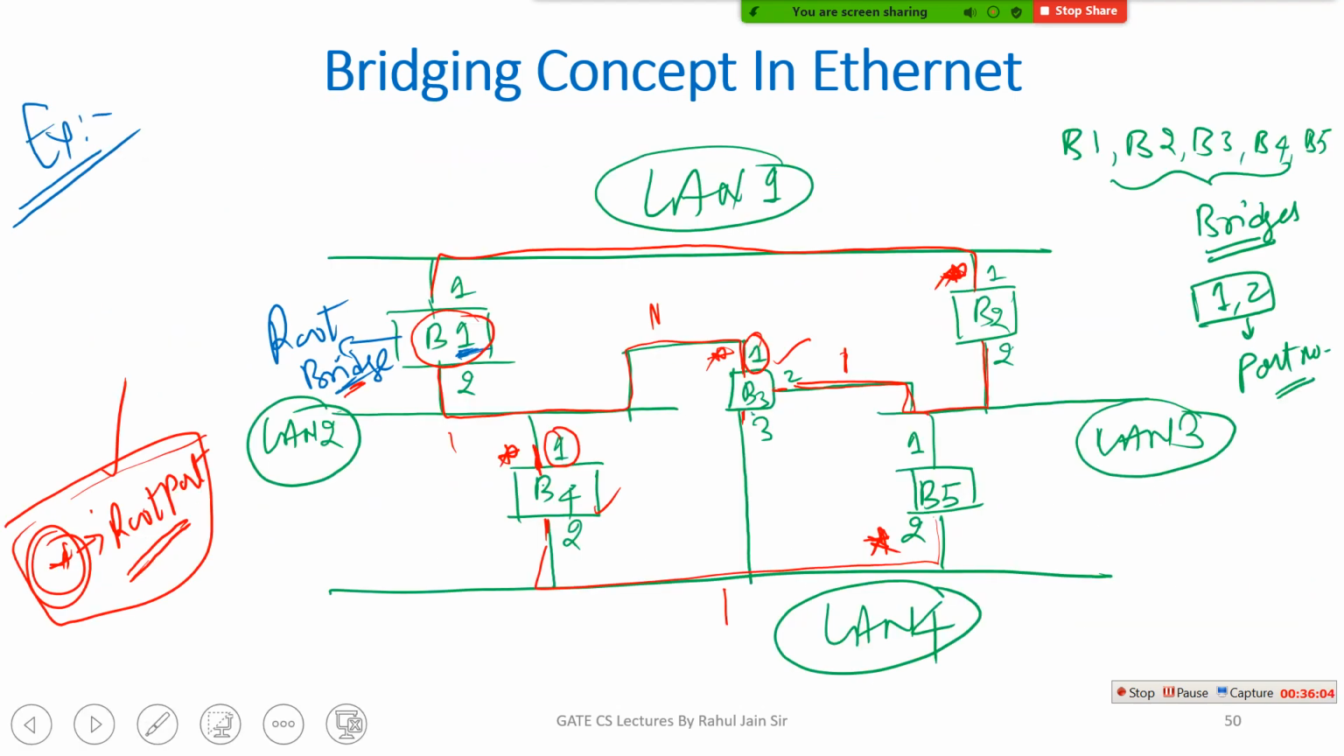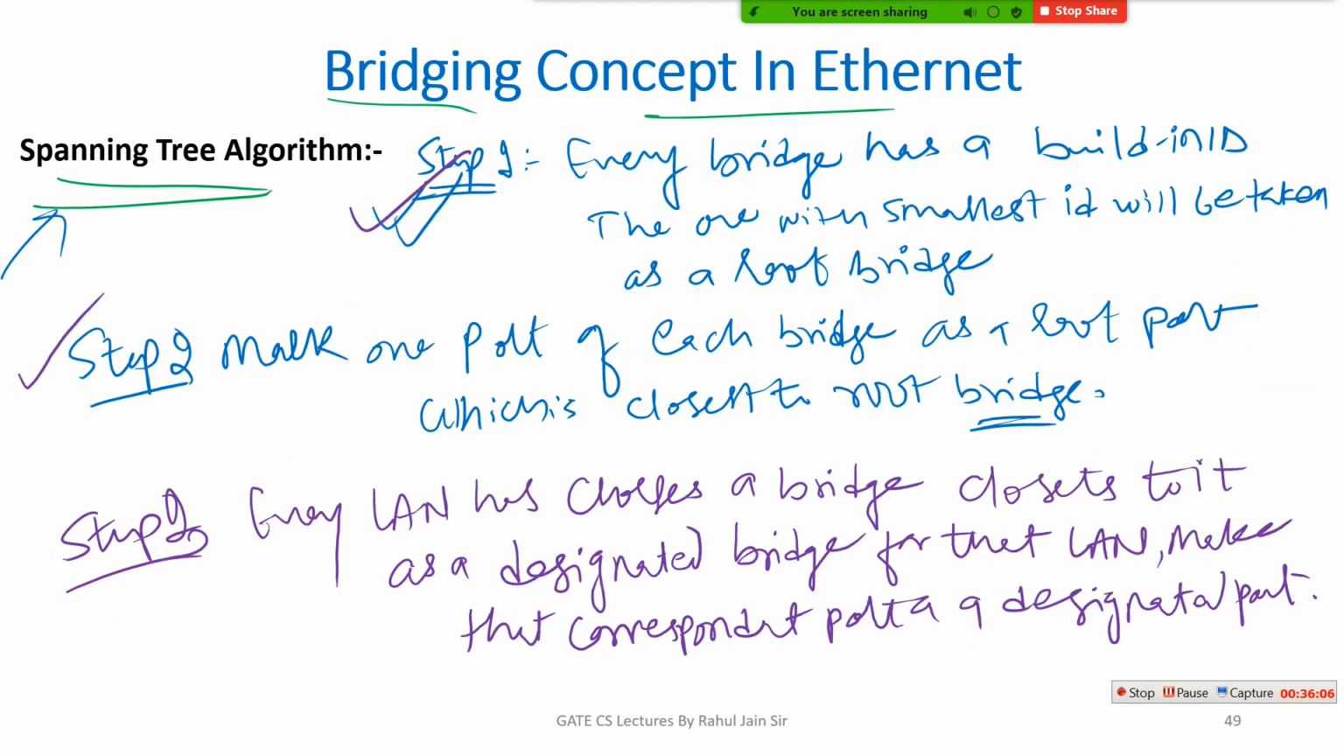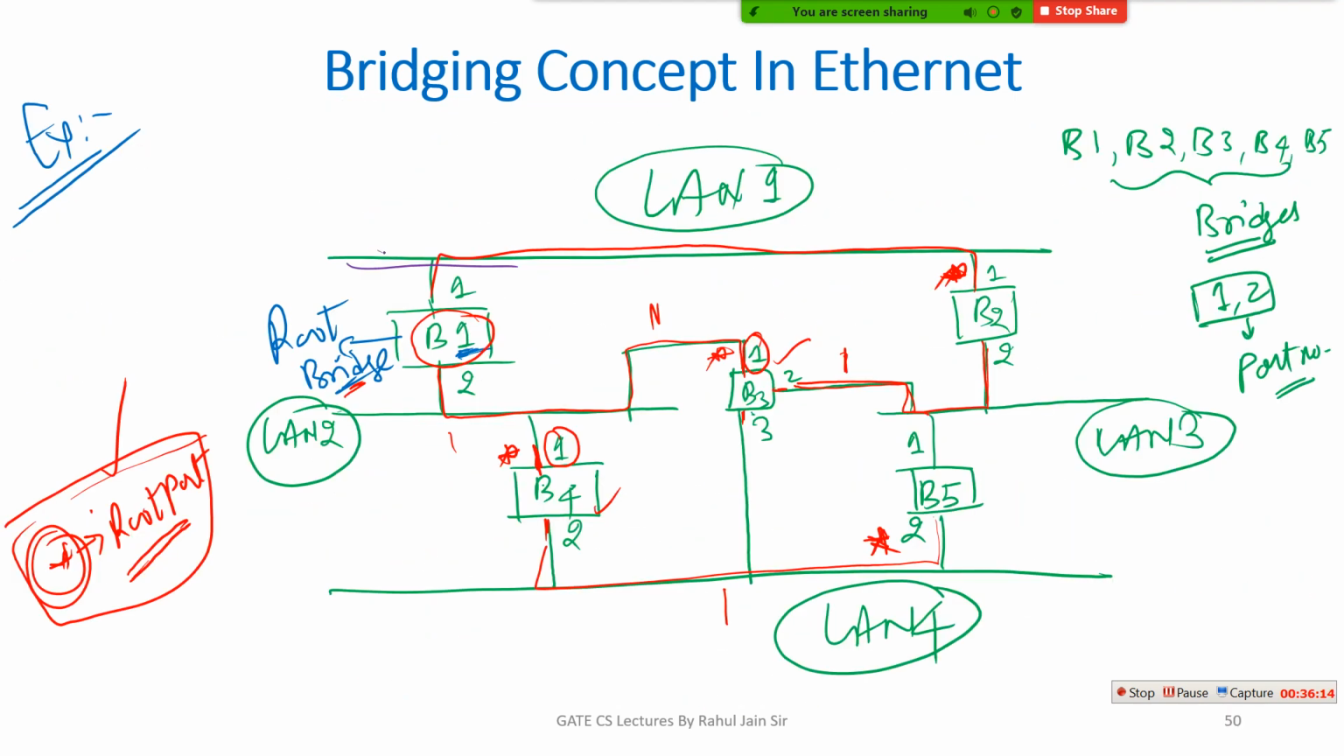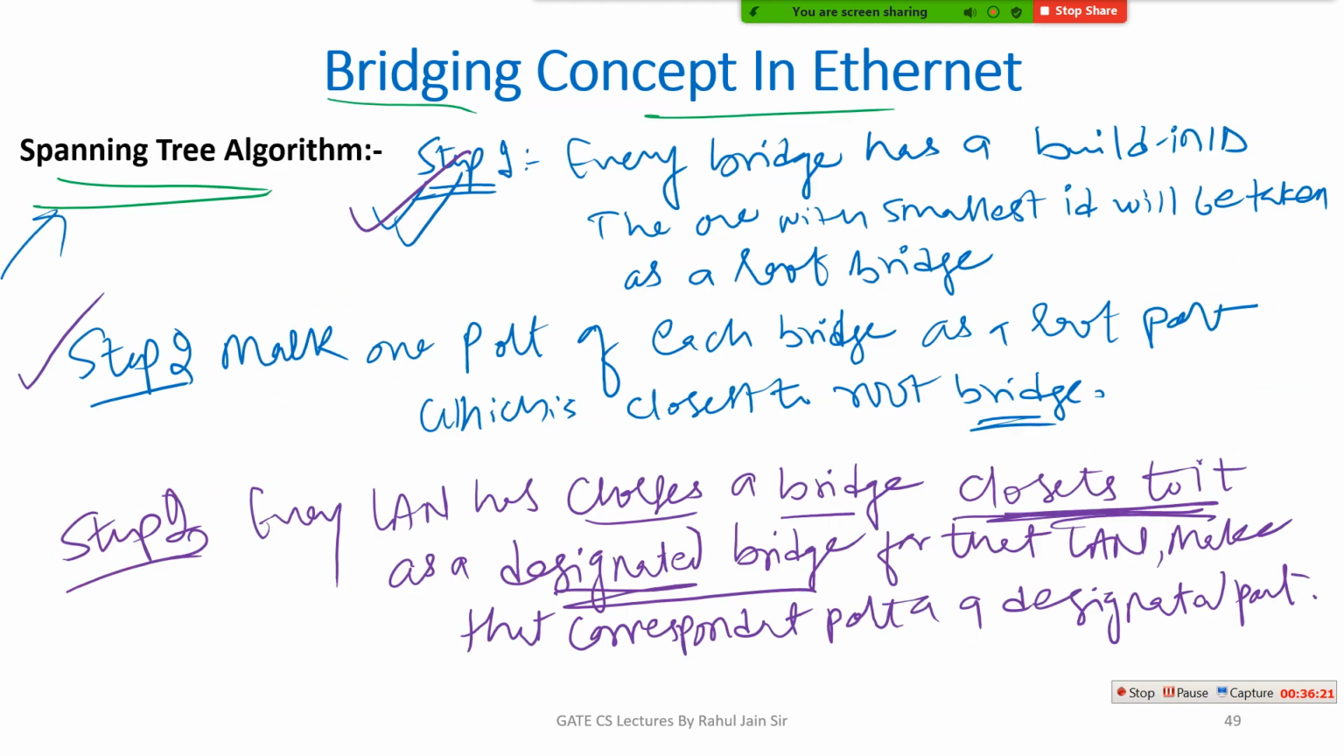So see here, guys, suppose lane 1 is here. Each lane chooses a bridge closest to it as a designated bridge. If you see here, this lane, what is closest to it? B1. Every lane chooses a bridge closest to it as a designated bridge, and for that lane make that corresponding port a designated port.